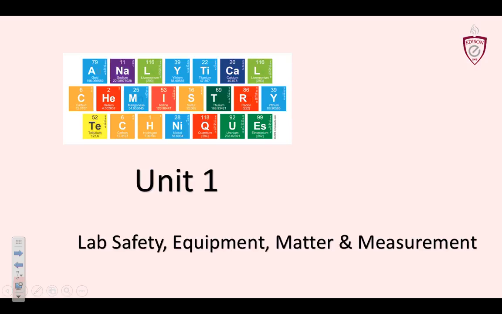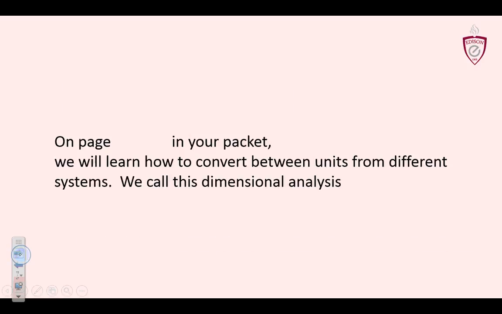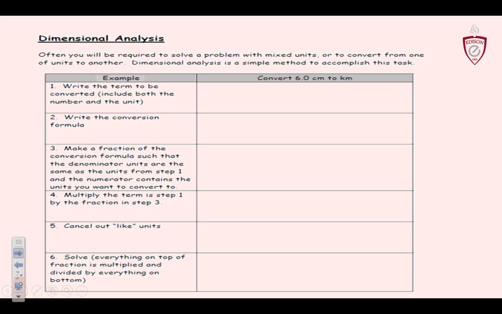This is another Unit 1 video. We're mostly focusing on matter and measurement at this point. We're really going to be talking about pages 14 and 15 in your pack. We're going to be converting between units using a different system than the King-Henry method. We call this dimensional analysis or the unit cancellation technique.